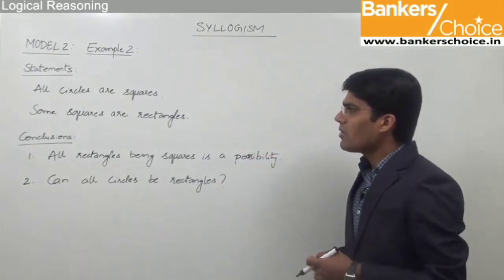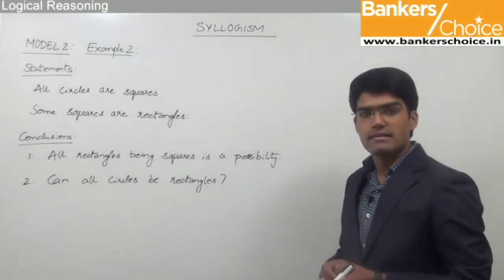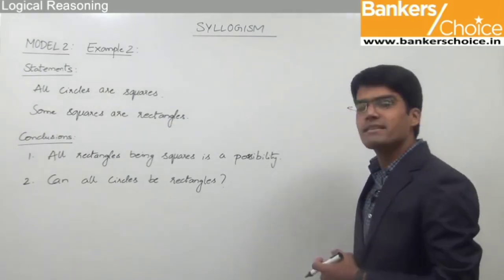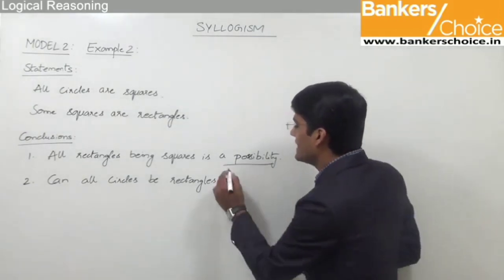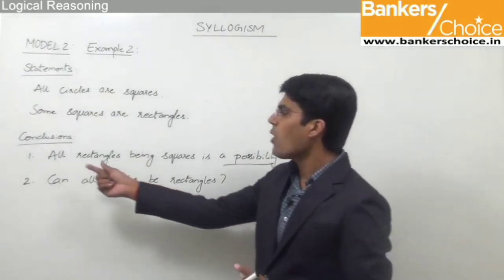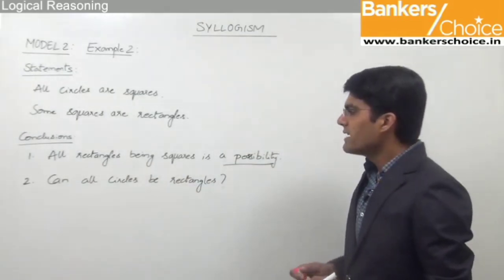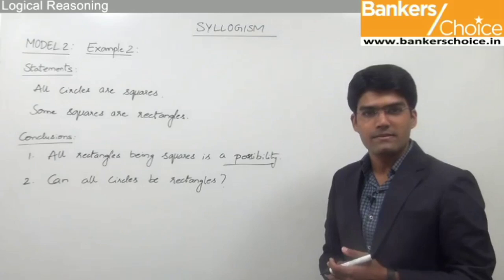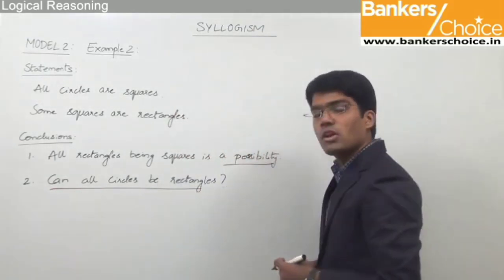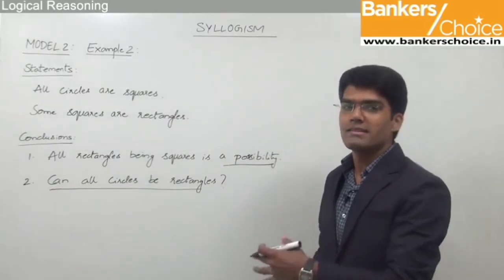The given statements are all circles are squares, and the second statement is some squares are rectangles. And the given conclusions are, the first one here is all rectangles being squares is a possibility. So very clearly we can see that this given conclusion is in form of a possibility. That is, we just need to check whether all rectangles can be squares or not. And the second conclusion here is, can all circles be rectangles? The point to be understood here is, this is like a question that can all circles be rectangles? This is not a direct conclusion, but again it is a possibility.